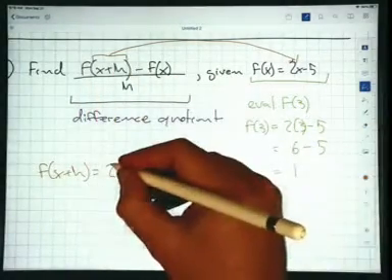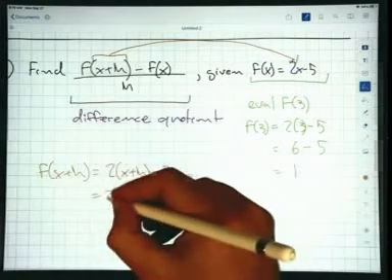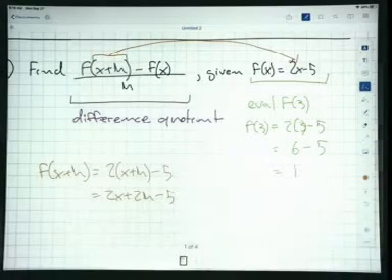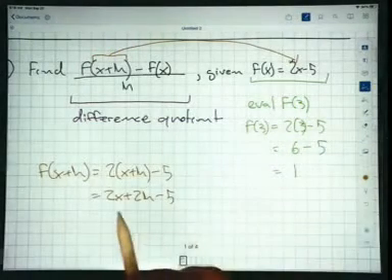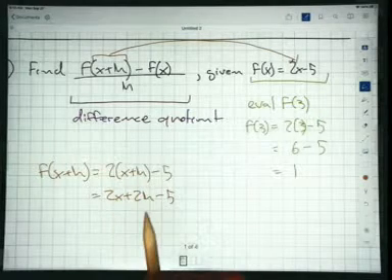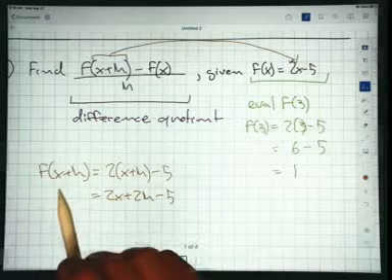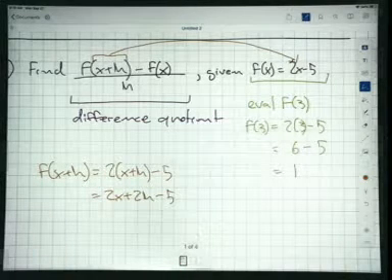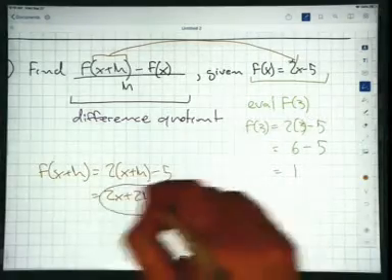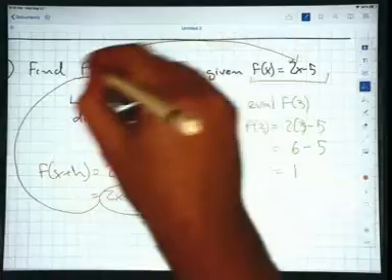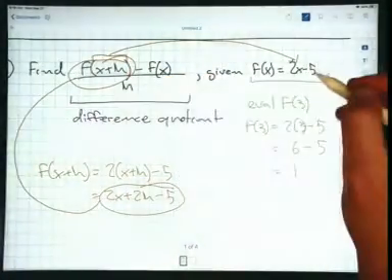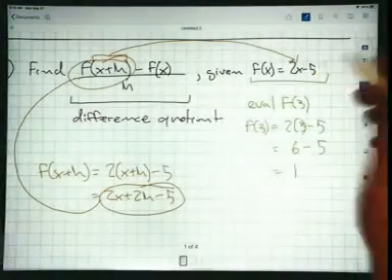Now that's just the f at x plus h. Let's see what this is. We're going to distribute the 2. So that's going to be 2x plus 2h minus 5. Now there's nothing else that we can do here because these are not like terms. 2x and 2h are not like terms, different variables. That is the f at x plus h. So what is f of x? It is just 2x minus 5.